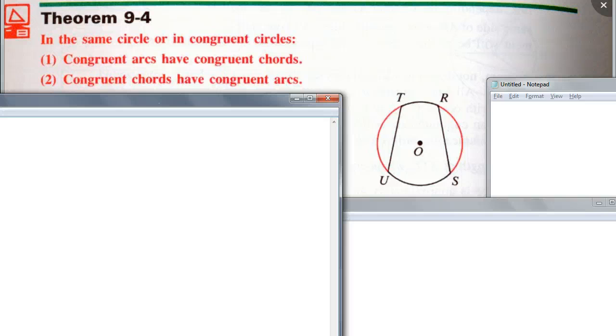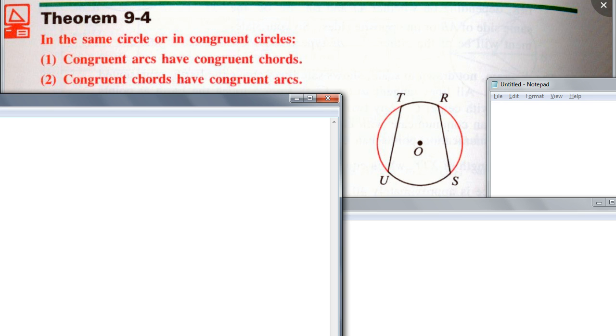Yeah, so in this picture, when they say congruent chords, what do they mean by this? What do you think? TU and RS have the same segments. Yeah, so if TU, you see this chord TU? Let's say this chord TU is congruent to chord RS. What does that tell us then? If that's true, you see the arcs that these chords make? Arc TU is congruent to arc RS. Does that make sense? So it works both ways around.